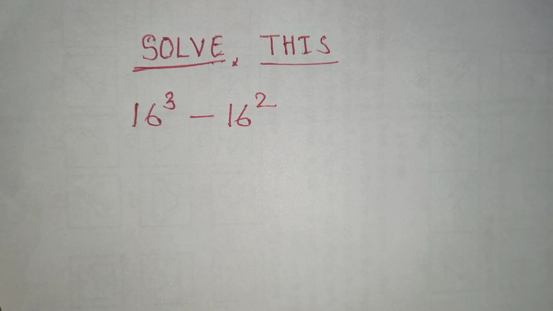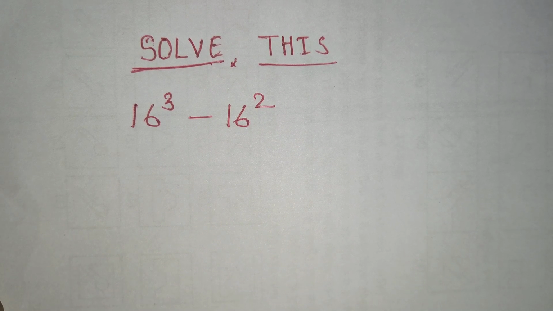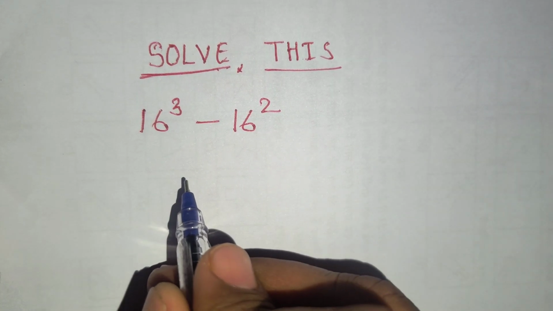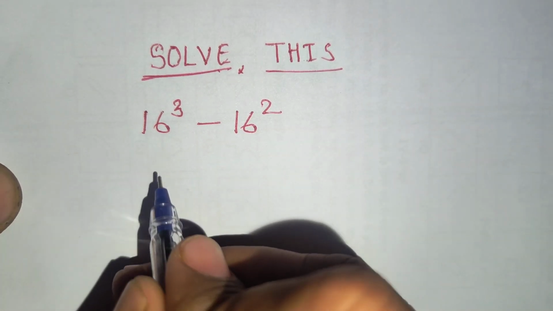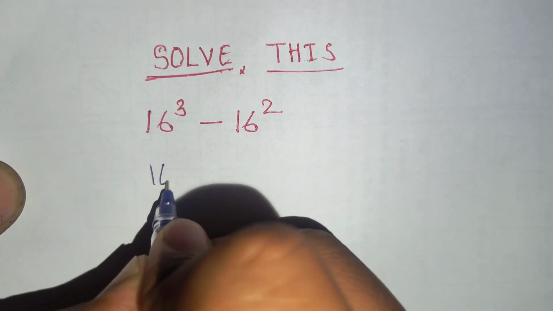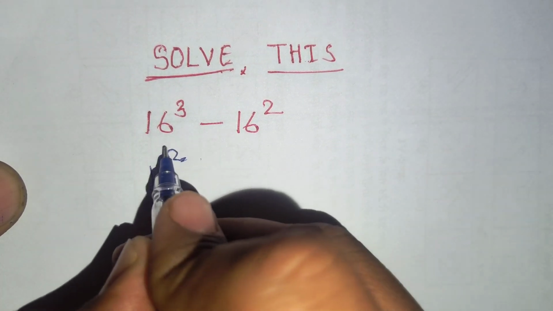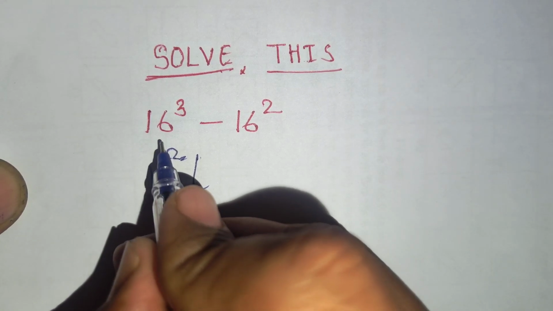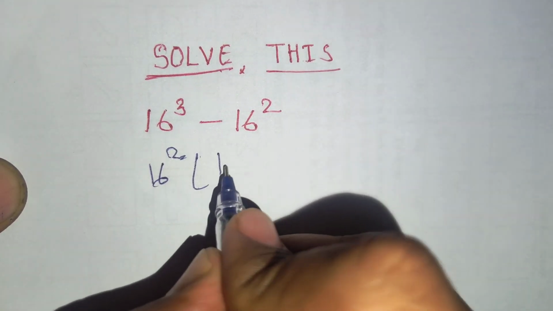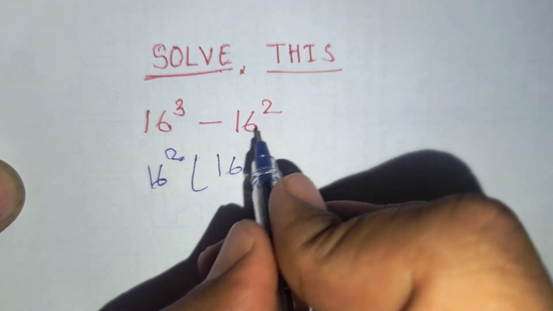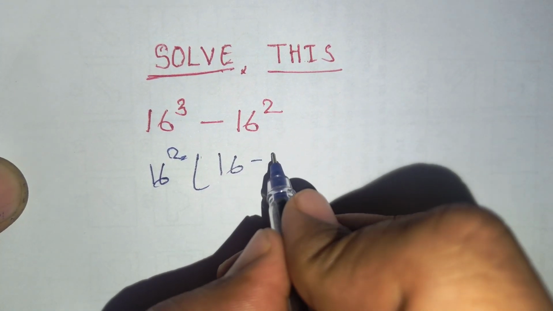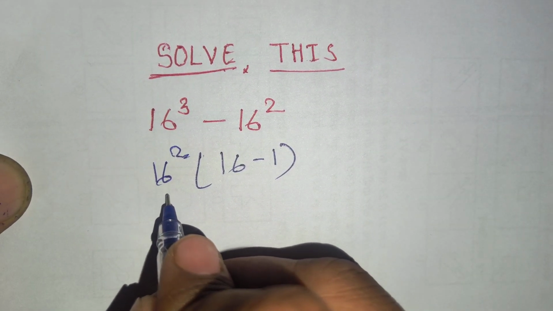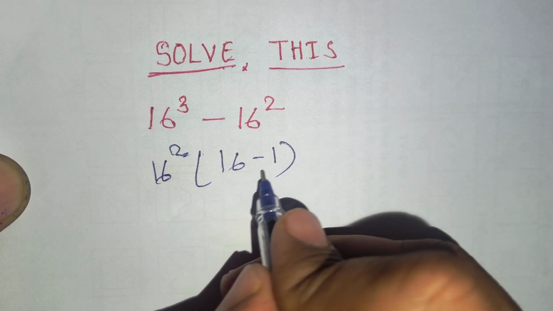You have a question: 16 cube minus 16 square. You have to find the solution of this question. Firstly, you can take 16 square common from both of them. Then you have only 16 there, minus 16 square you have taken common, then you have there only 1. Now you have the question 16 square multiply 16 minus 1.